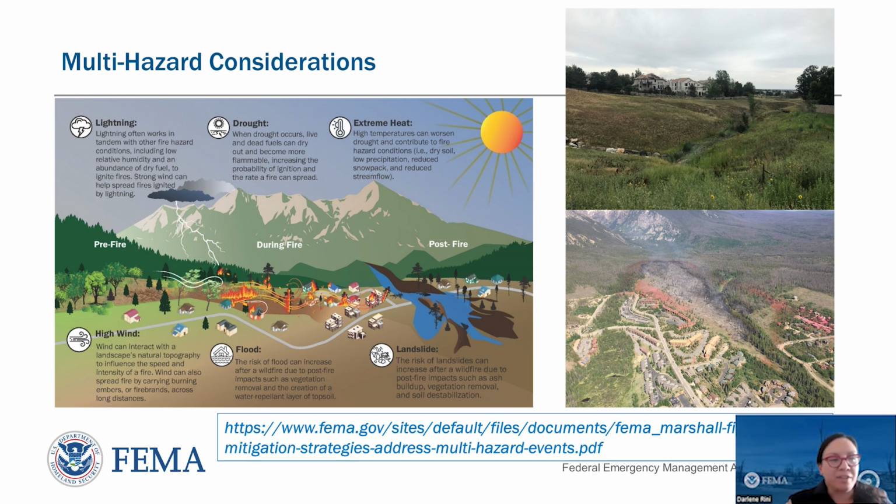So one example of this multi-hazard consideration that we observed in the Marshall Fire was the presence of drainage ditches that were integrated into the community design to help manage rainfall and to prevent flooding. And you can see some examples of these drainage ditches from the Marshall Fire in the upper right-hand corner, as well as another example in a different community on the bottom right corner.